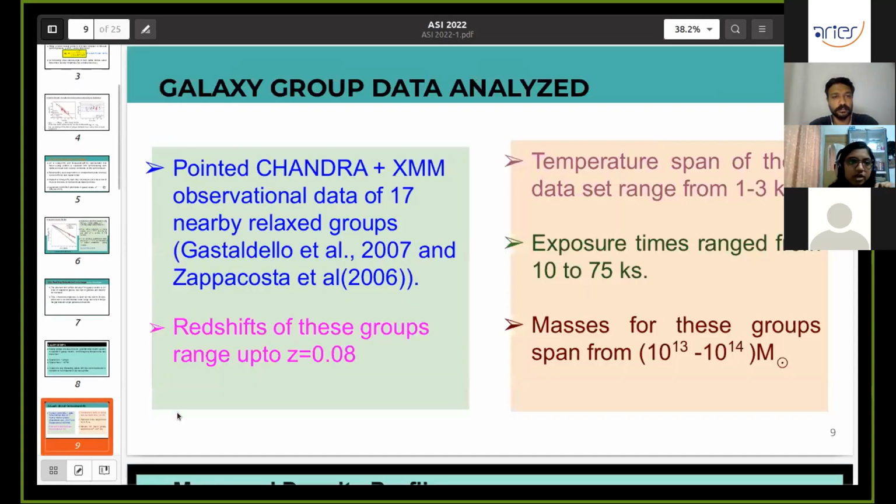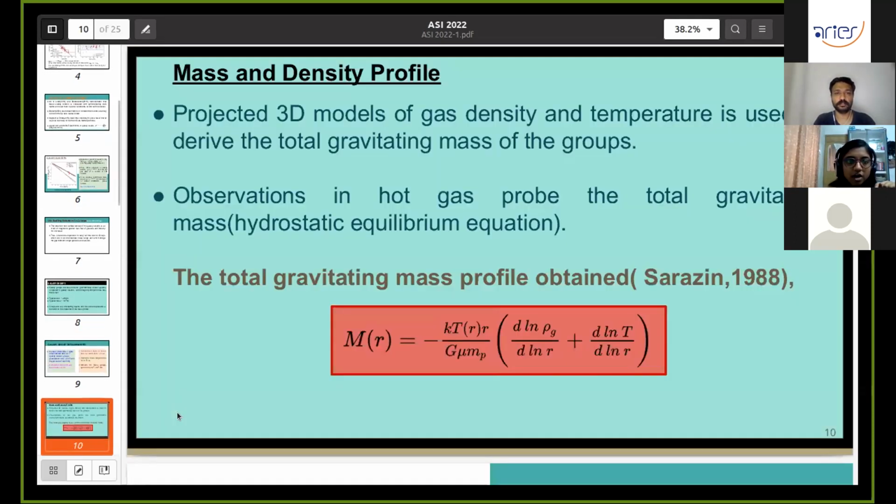Now coming to the galaxy group data which we analyzed, we have taken the Chandra and XMM observations of 17 nearby relaxed groups, which were extensively studied by Gastaldello et al. and Sun et al. The temperatures of these groups span from 1 to 3 keV, and the masses from 10^13 to 10^14 solar masses. These groups were very well studied by Gastaldello et al. and others.